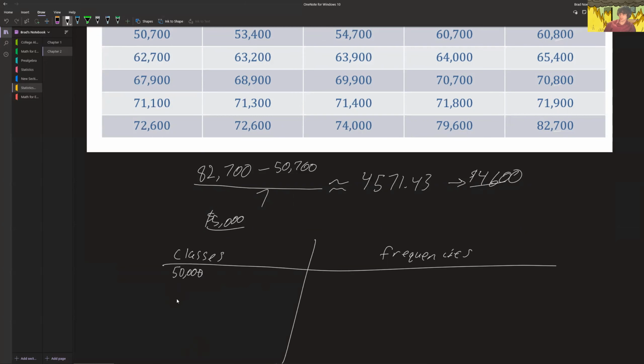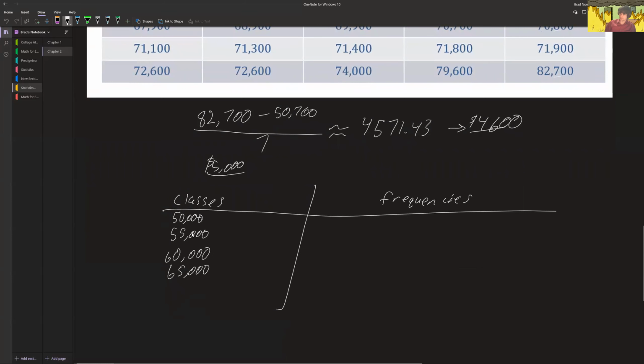Now, adding 5,000 to this, because that is my class width that I've discussed, will give me 55,000 here, 60,000, 65,000. And these are just my lower class limits. So I'm just looking at what is my lower class limit, adding that for each of these. 75,000. And I note that my data goes until 82,700. So 80,000 will be my last lower class limit.